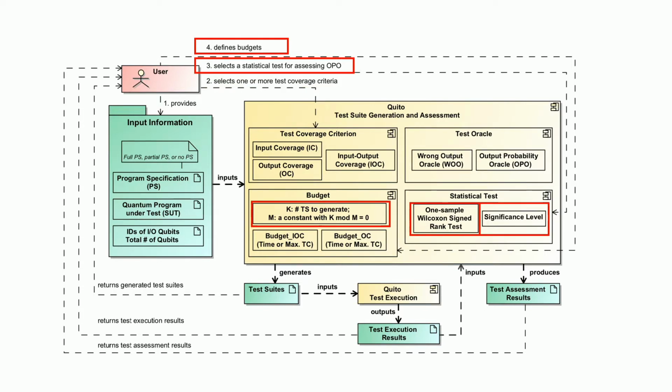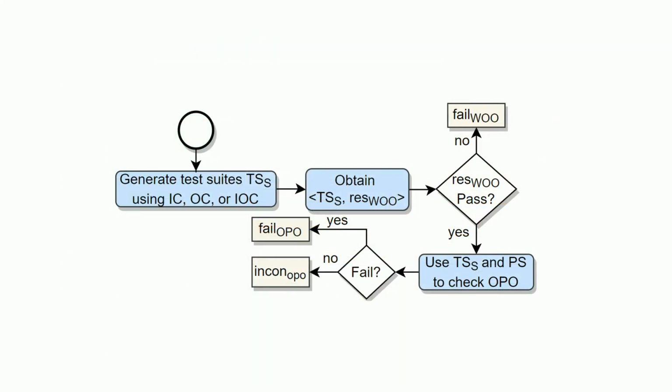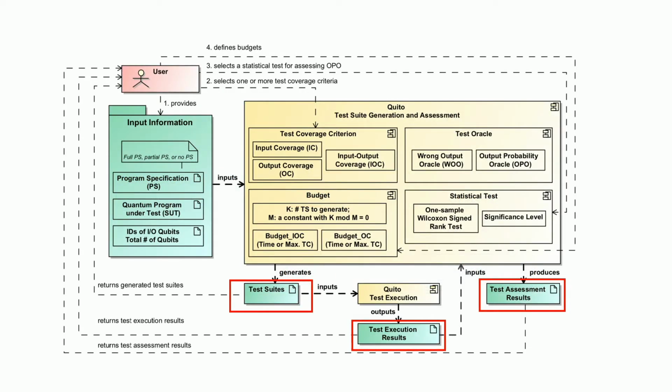Quito generates test suites using one of 3 coverage criteria. It stops when it generates a wrong output, which fails for WOO. If there are no wrong outputs, and the user provides the program specification, Quito assesses oracle OPO with statistical tests. After the whole process, the user can get the generated inputs, test execution results, and test assessment results.